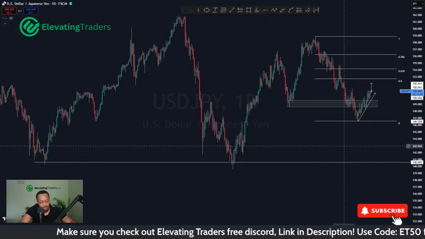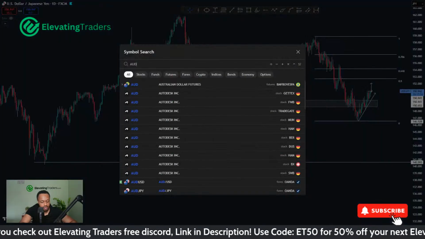If we have a look at Aussie yen and New Zealand yen.